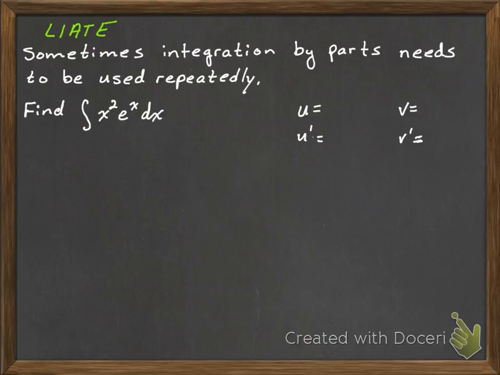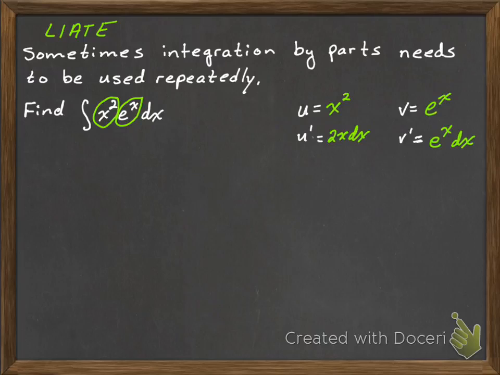We have two functions here. We have x squared and we have e to the x. This is an algebra part and this is an exponential part. Algebra comes before exponential, which means x squared is the u value, which means the rest of this is v prime. So e to the x dx is v prime. All right, so u prime is 2x dx, and v is e to the x.